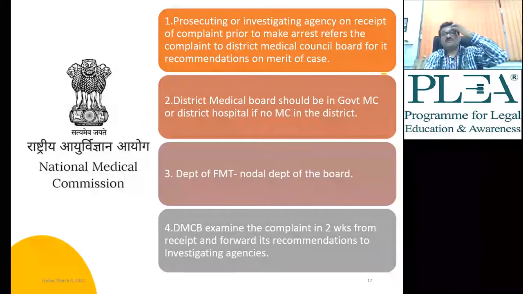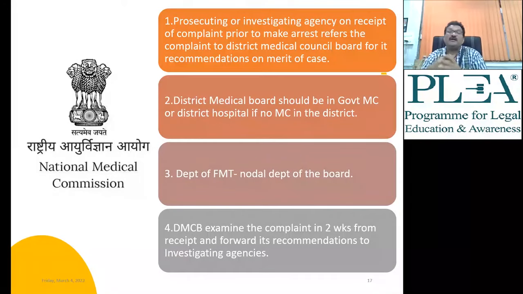Then the investigation agency, on receipt of a complaint, prior to making an arrest, refers the complaint to the district medical board. As per these guidelines, they have asked each state government to form a district medical board for this. The district board should be in the government medical college. If some districts do not have a medical college, then in the civil hospital or the district hospital, a board has to be formed for providing such an opinion.